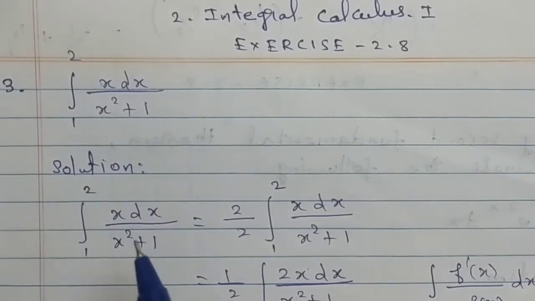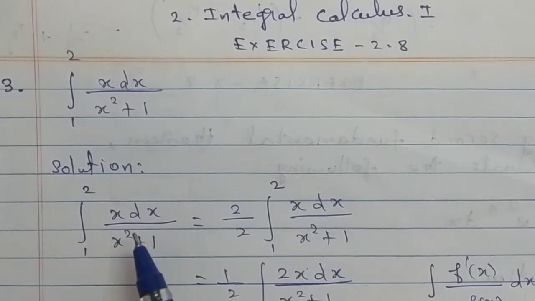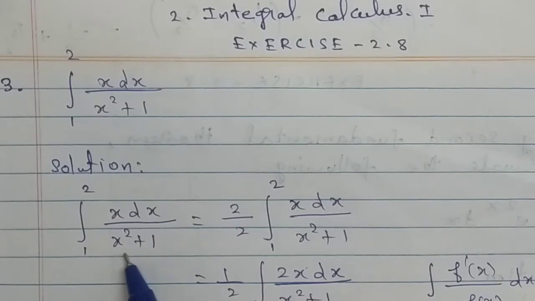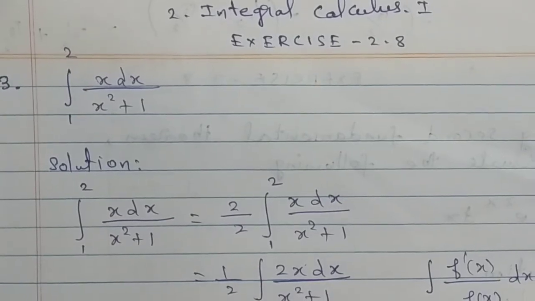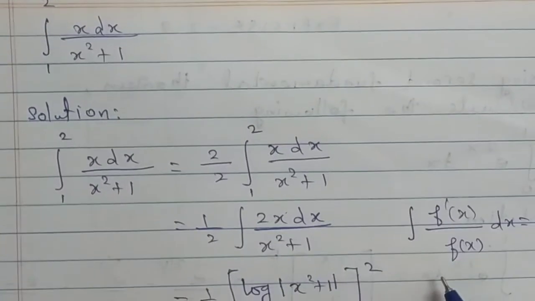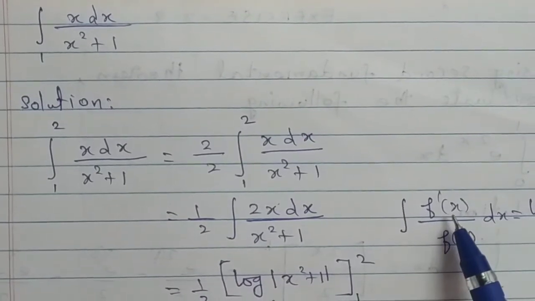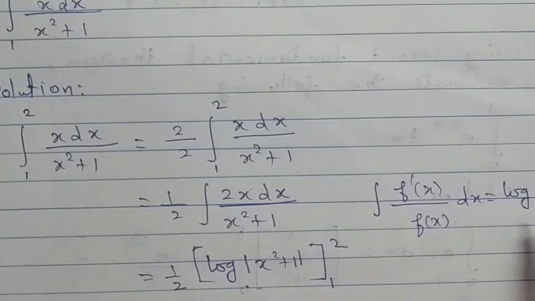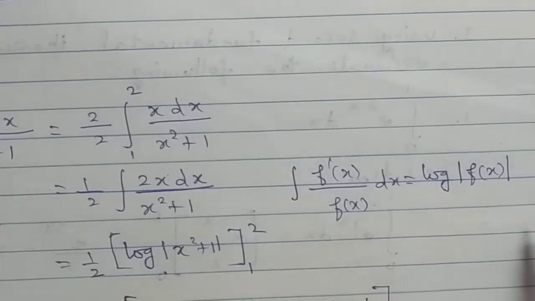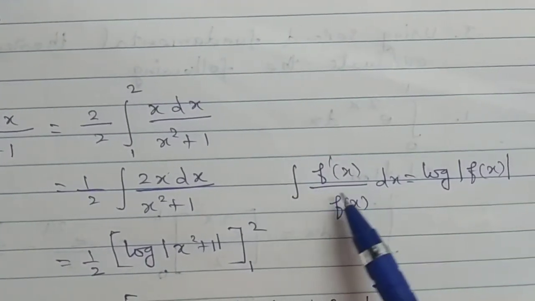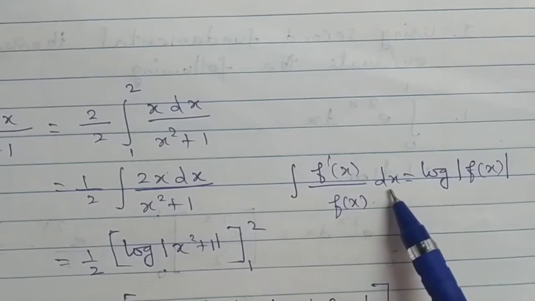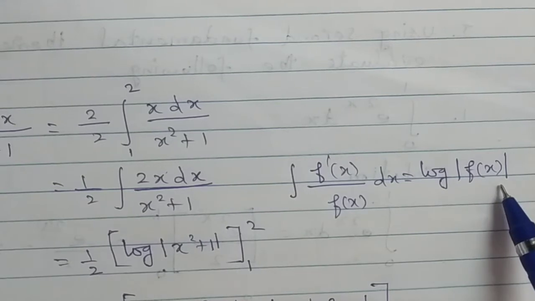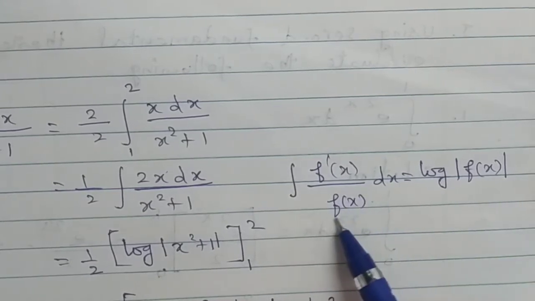Here we are finding the solution for the integral from 1 to 2 of x dx divided by x square plus 1. We know one property: the integral of f dash of x divided by f of x dx equals log modulus of f of x. So the denominator is one function.